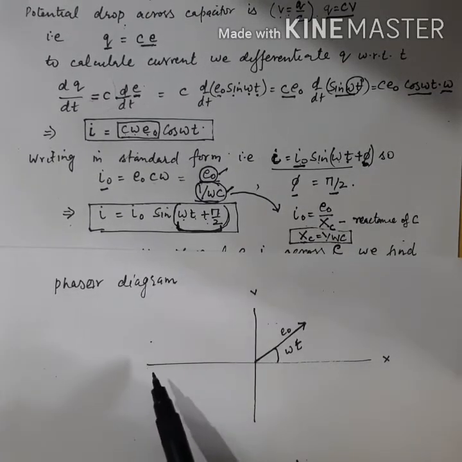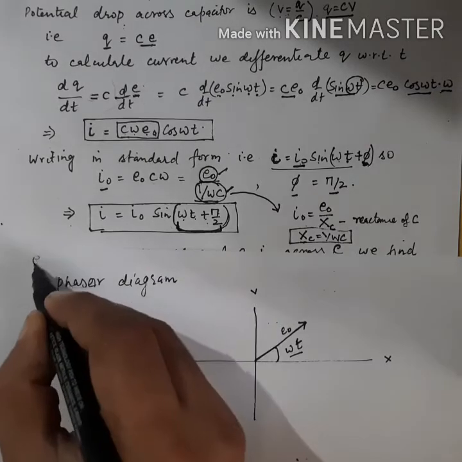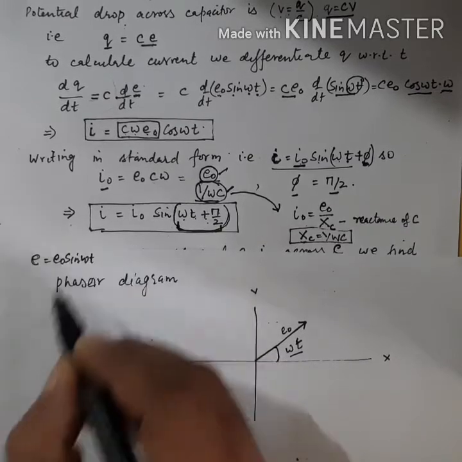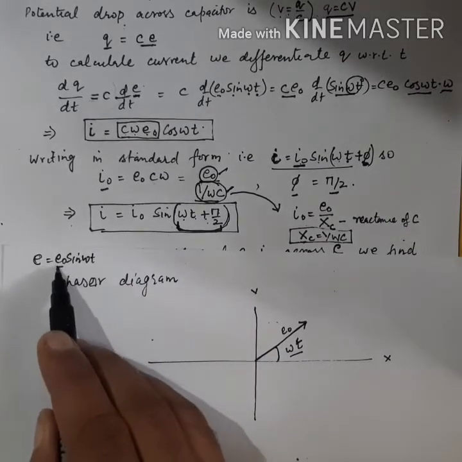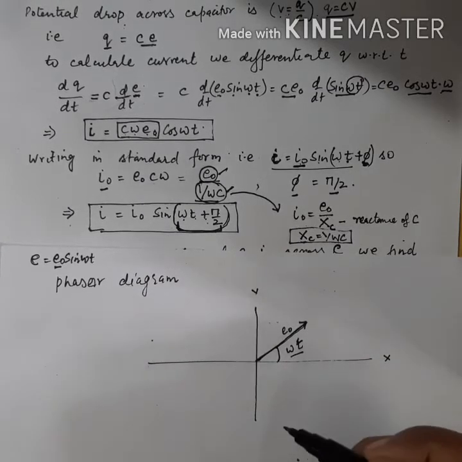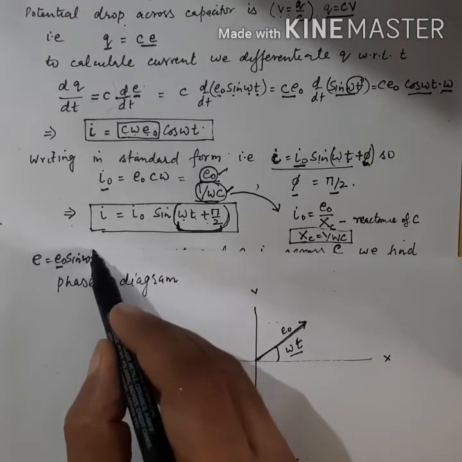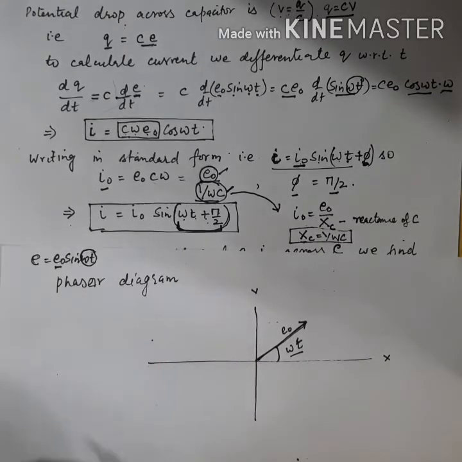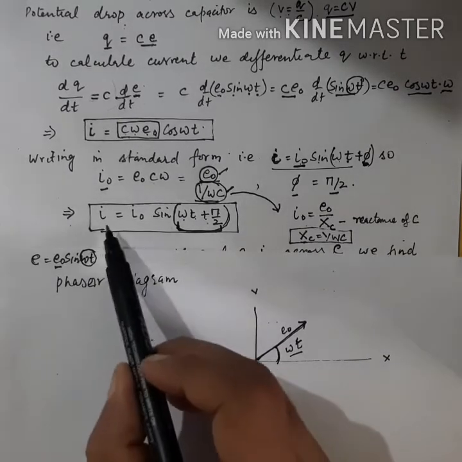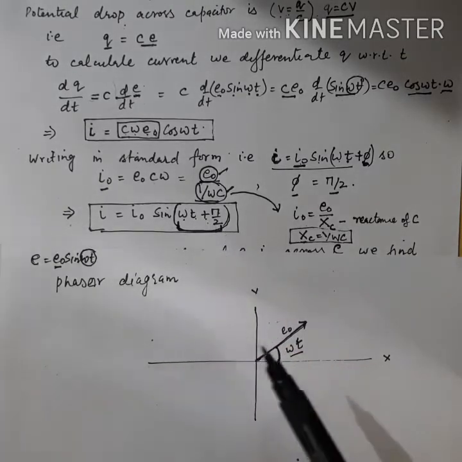We know that a phasor diagram consists of two axes, the x and y axis, and the voltage equation is given by E naught sine of omega t. From here you see the peak value is E naught; the length of the arrow represents the peak value, that is E naught, and the angle it makes with the x-axis represents its phase, that is omega t. So this is omega t, and we know that the current equation is I equals I naught sine of omega t plus pi by 2.